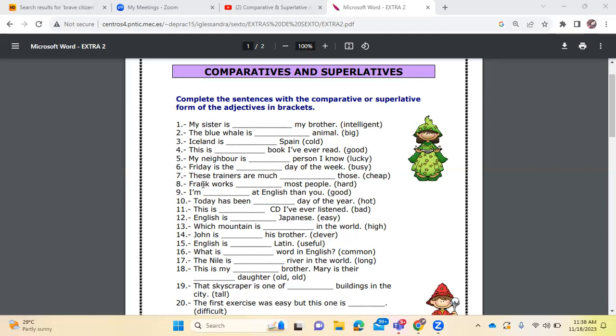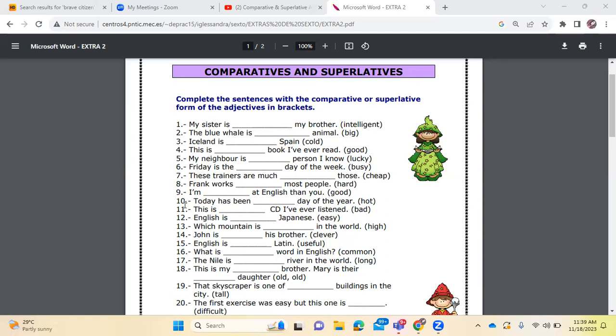Number 7. These trainers are much blank those. There are two here. These trainers and those. Therefore, we are comparing. These trainers are much cheaper than those. Now we have to use the comparative adjective. The comparative adjective of cheap is cheaper. These trainers are much cheaper than those.